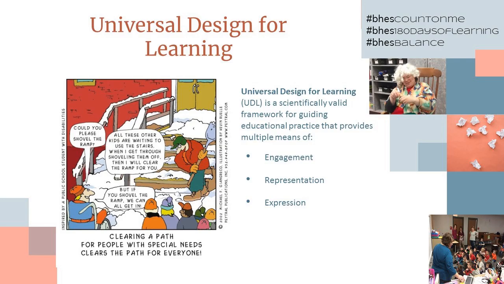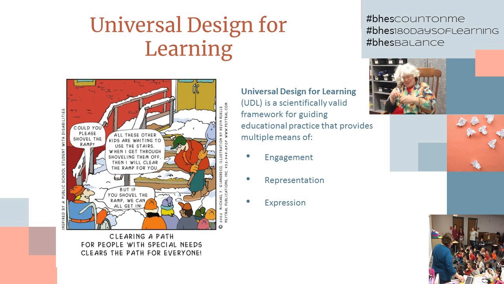So that takes us to universal design for learning, and it's a scientifically valid framework for guiding educational practice that provides multiple means of engagement, representation, and expression. And if you look here at the picture, it says, could you please shovel the ramp, and all these other kids are waiting to use the stairs. When I get through shoveling them, then I'll clear the ramp for you. But if he would have just cleared the ramp, then everyone would have had a path to get through the snow.